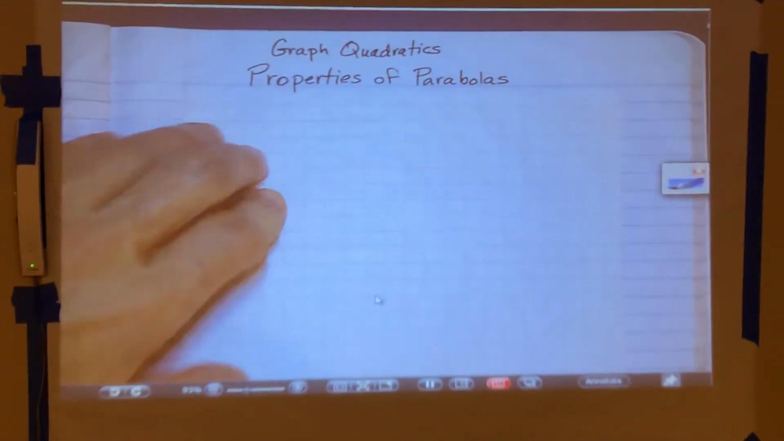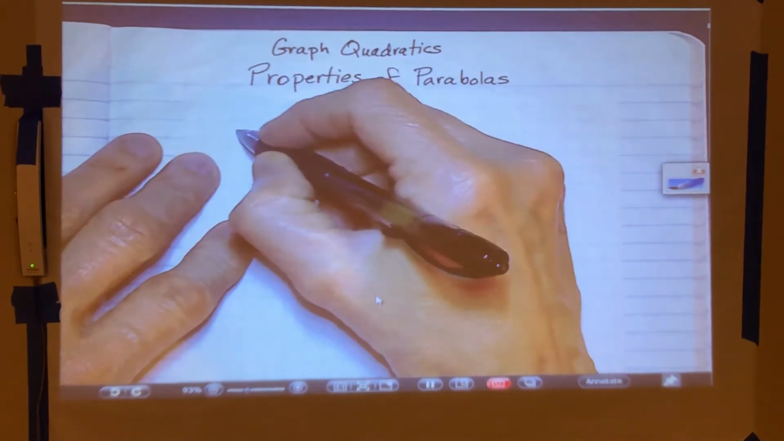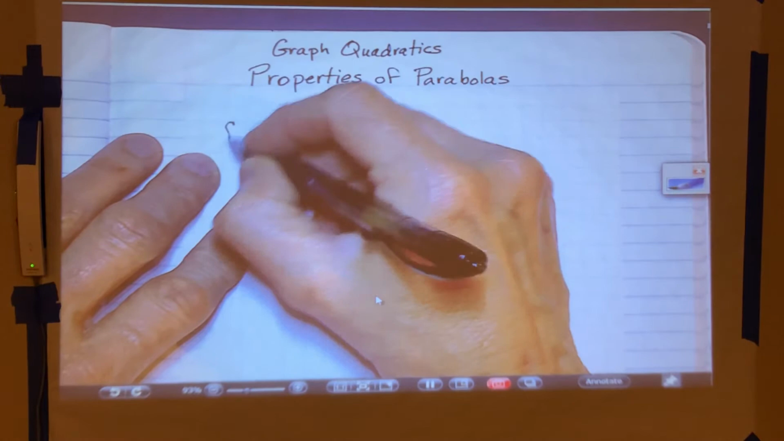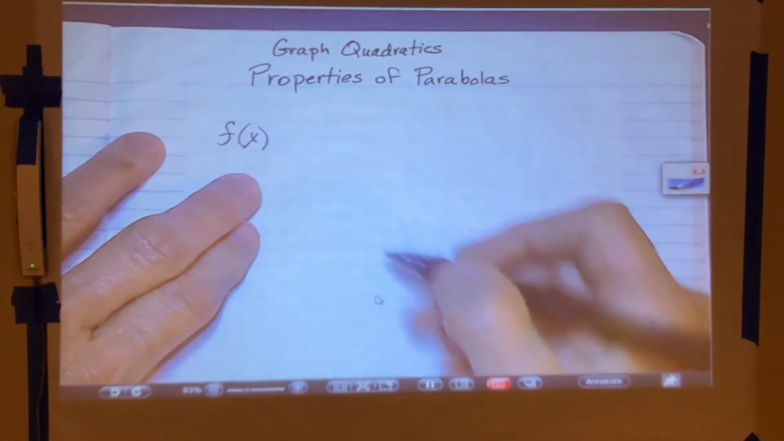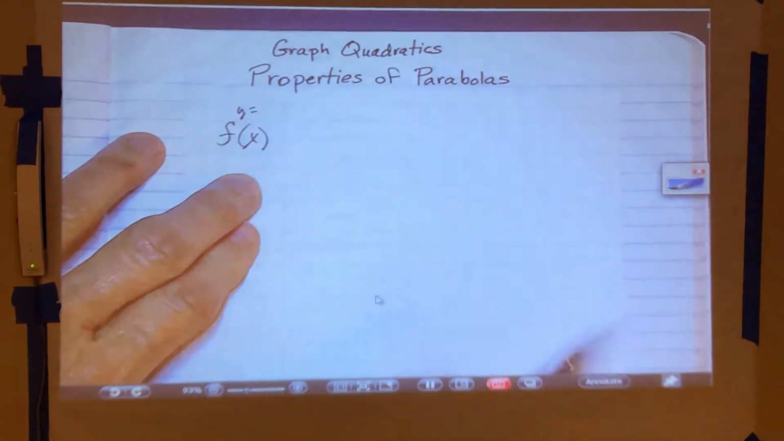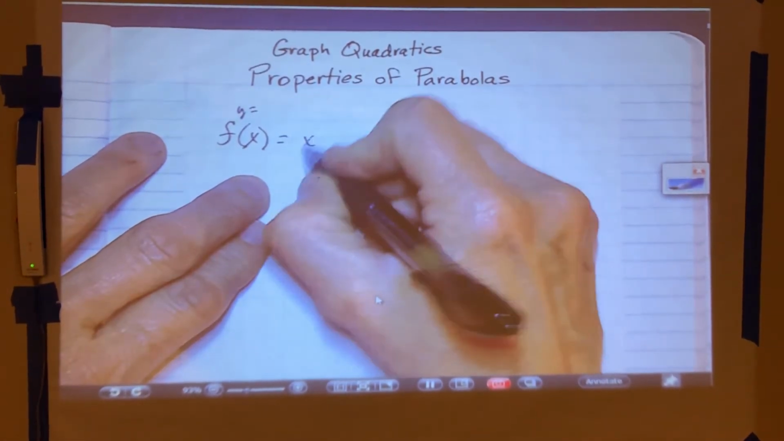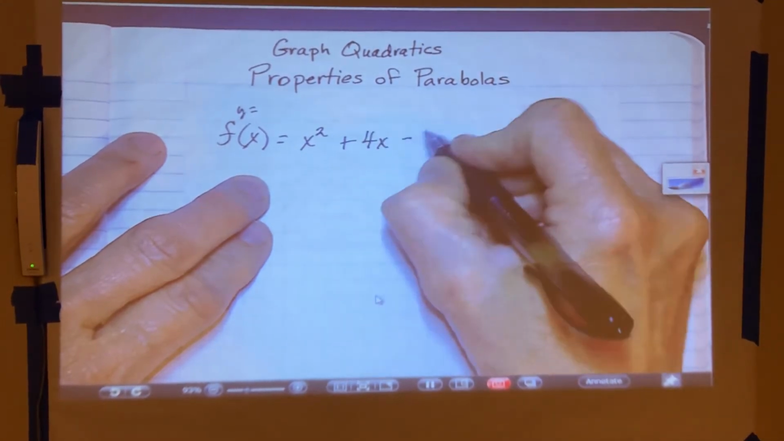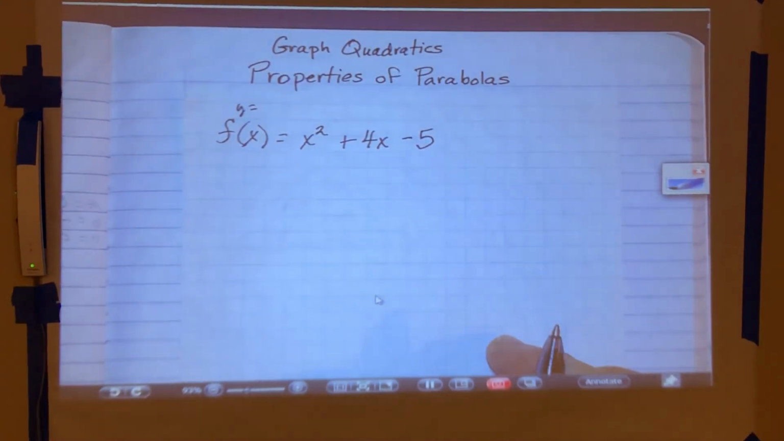All right, so one of the first things I want us to do is graph an equation. We could say y equals, or remember, we can also put it in function notation: f of x equals, which we know is the same thing as y equals. f of x equals x squared plus 4x minus 5. x squared plus 4x minus 5. And we're going to want to graph this.